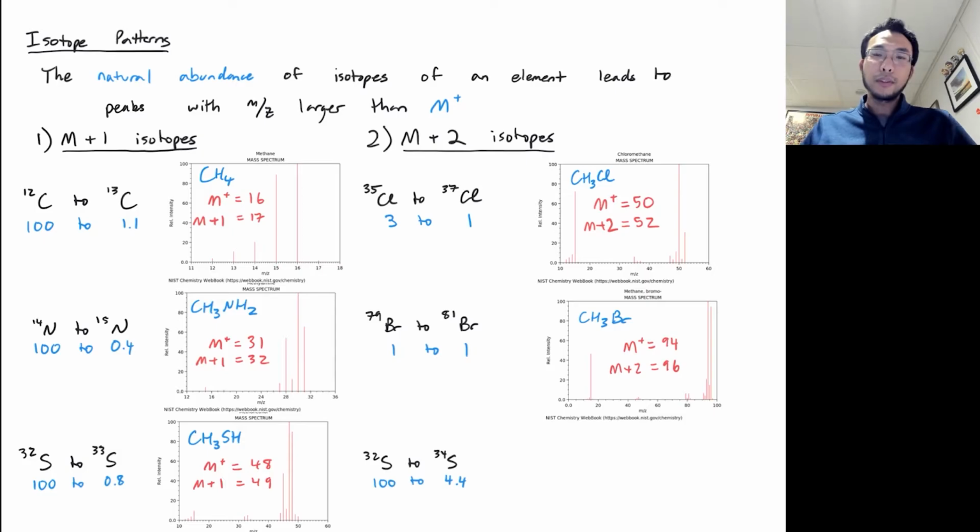Finally, it turns out that sulfur is kind of a complicated element. It also has an M+2 isotope. In this case, it's about 100 to 4.4. And that's part of why we are able to see some amount of signal here showing up at the M+2 or m/z equals 50 region of this spectrum.